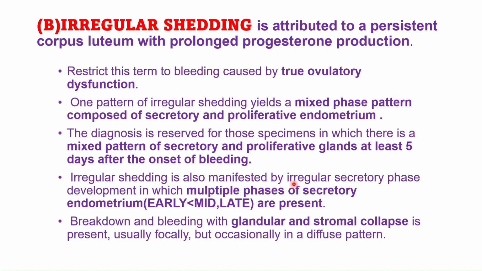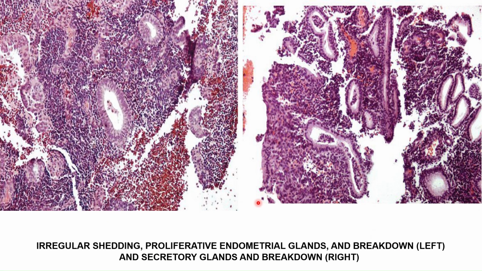Irregular shedding is also manifested by regular secretory phase development in which multiple phases of secretory endometrium, meaning early, mid and late, are present. So breakdown and bleeding with glandular and stromal collapse is present, usually focally but occasionally in a diffuse pattern. So what are the patterns we find here? Either secretory and proliferative mix or early, mid and late. Three patterns are mixed in a single biopsy sample.